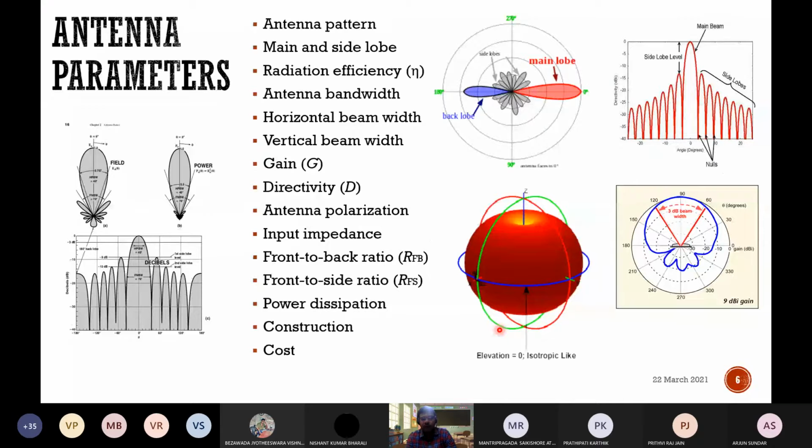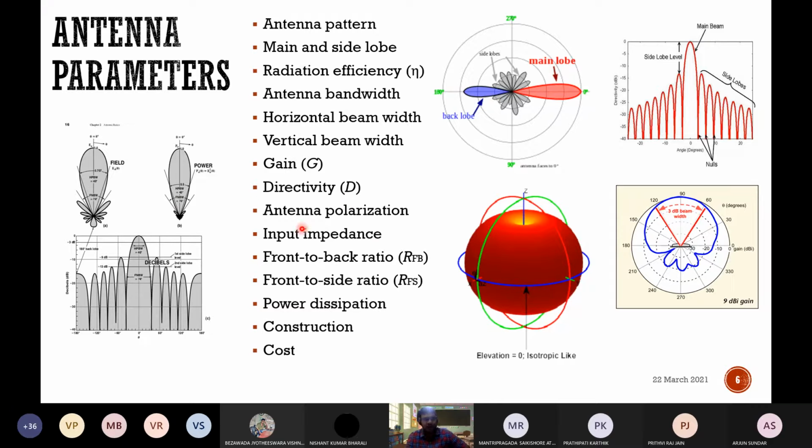Then we have seen the typical parameters of antennas. To understand the type of antenna we need in satellite communication, we should first know the parameters of that antenna. One is the radiation pattern, which gives the three-dimensional distribution of the directions in which the antenna's power is going. There may be an omnidirectional antenna; the isotropic antenna is called omnidirectional. It radiates equally in all directions and is always used as a reference antenna.